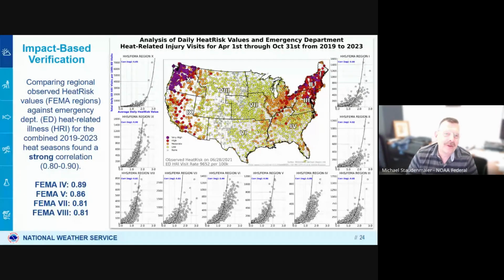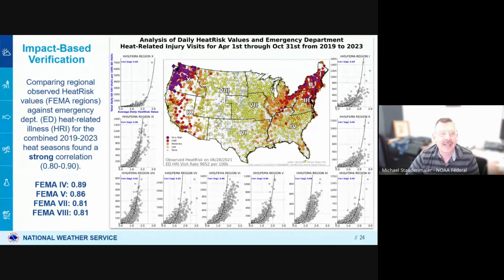We in the weather and climate world get pretty excited when we see correlation scores above 0.6. I know you can't read the values, but these 5-year correlations between heat risk and the injury data set across all regions were well above that, with the lowest correlation score being 0.80 in FEMA Region 1, and the highest correlation score being 0.90 in FEMA Region 6. 5-year correlations in all of the FEMA regions within Central Region were between 0.80 and 0.90.